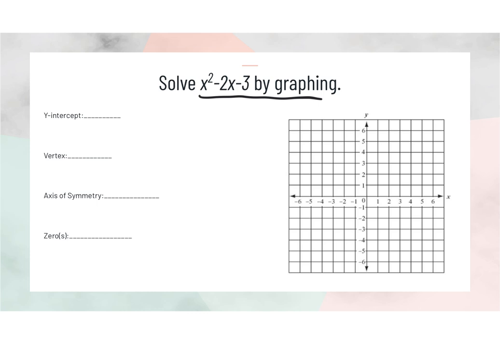The y-intercept is just what happens when x equals 0. So you should get y equals -3. So my graph is going to cross right there.